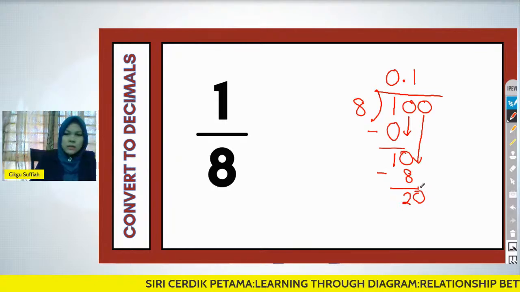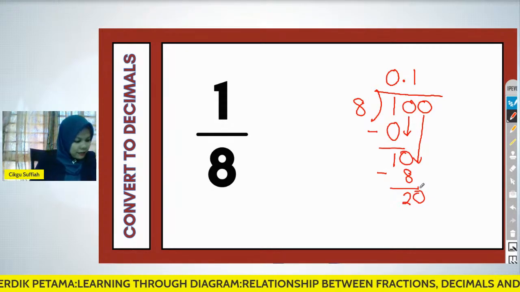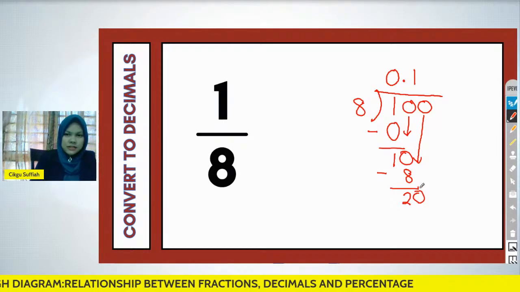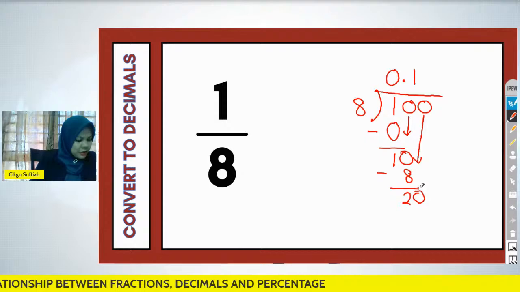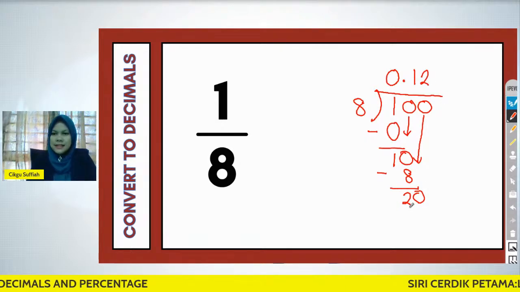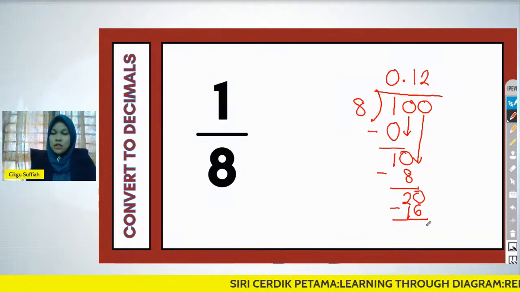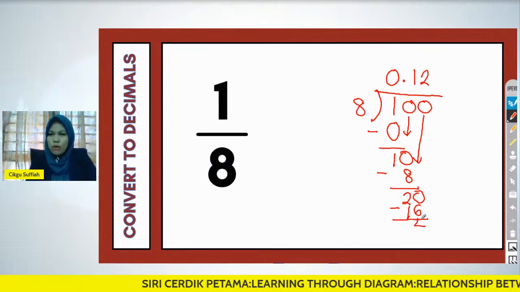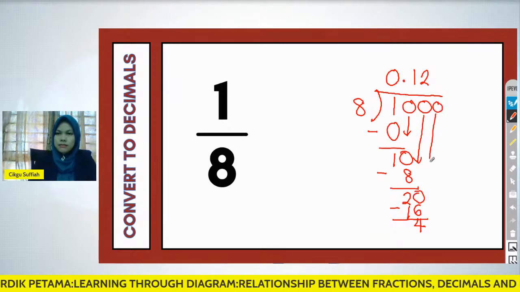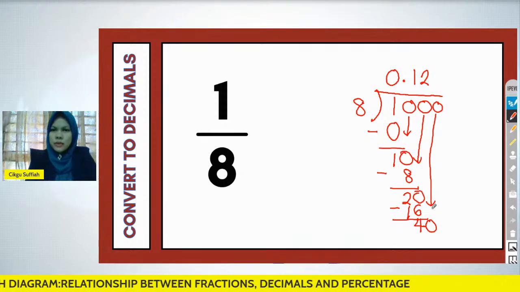So 8 times what number equals 20? 2. Add another 0, 2. Okay. 8 times 2 is 16. See, there's a balance. 4. Balance 4. I need to add another 0, right? Make it 40.